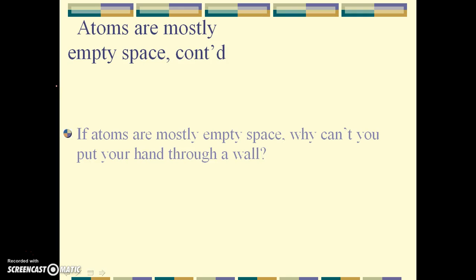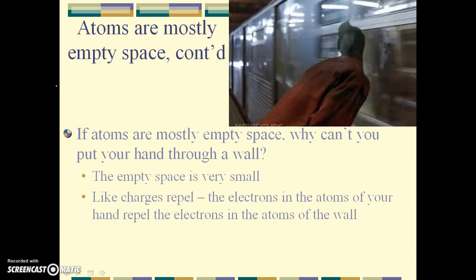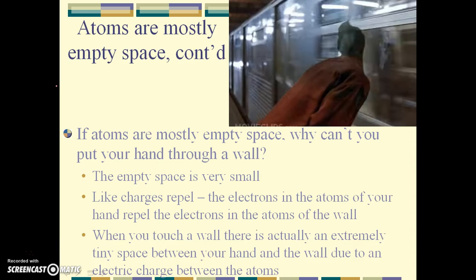If atoms are mostly empty space, why can't you put your hand through a wall? Or why can't you put your head through a train like Patrick Swayze does in Ghost? Well, the answer is, first of all, the empty space is very small. Second of all, recall that like charges repel each other. So the electrons in the atoms of your hand will repel the electrons in the atoms of the wall. And in fact, when you are touching the wall, there is an extremely tiny space between your hand and the wall due to an electric charge between the atoms. So it feels like you're touching the wall, but what you're actually feeling is the electrostatic force. So that's kind of crazy.